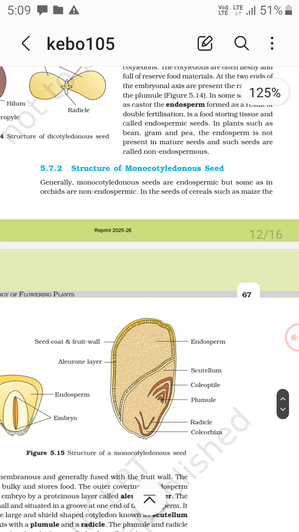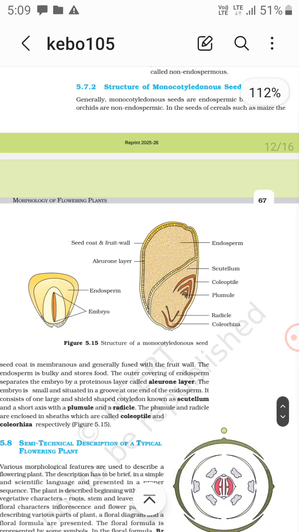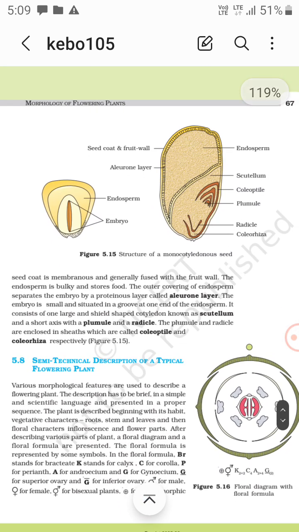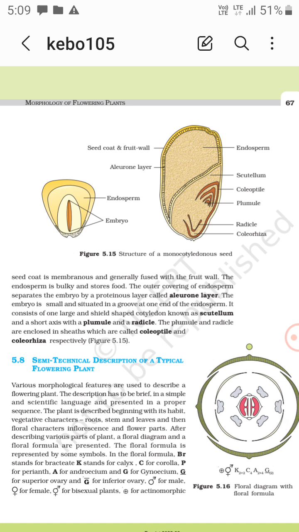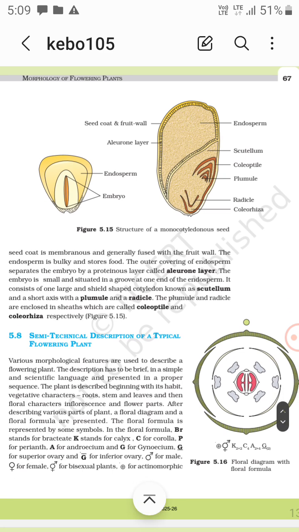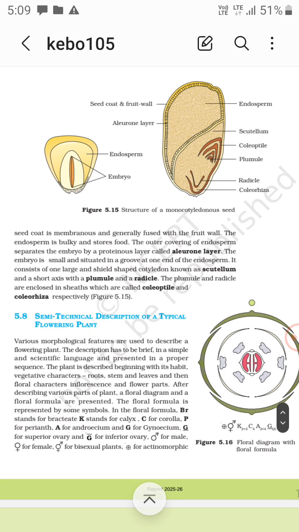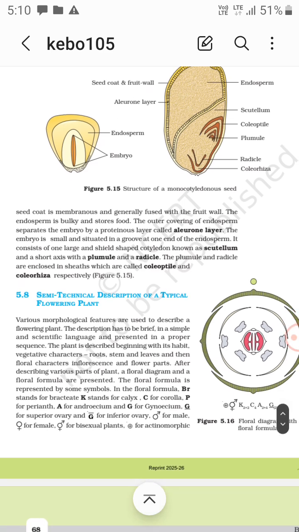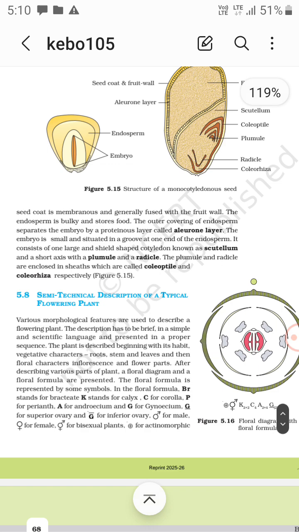Now in the seeds of cereals such as maize, the seed coat is membranous and generally fused with the fruit wall, right? Now, the endosperm is bulky and it stores food. The outer covering of endosperm separates the embryo by a proteinaceous layer called aleurone layer. The embryo is small and situated in a groove at one end of the endosperm. Now, it consists of one large shield-shaped cotyledon known as scutellum and a short axis with a plumule and a radicle. The plumule and radicle are enclosed in sheaths which are called coleoptile and coleorhiza.